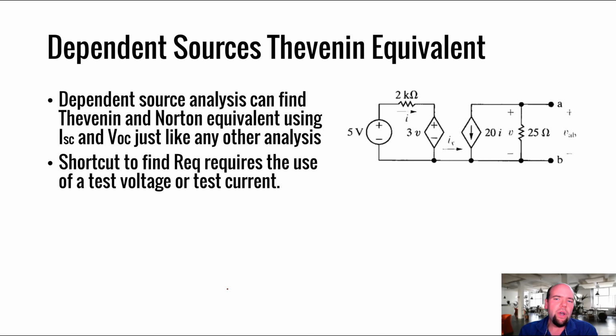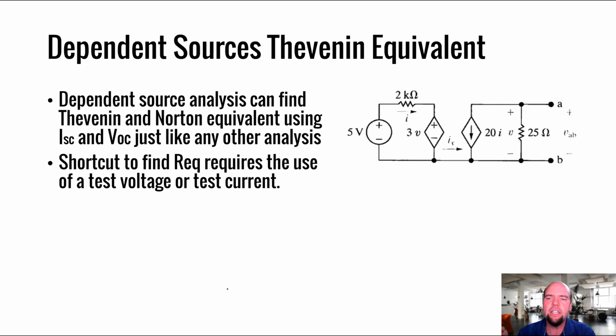Well, that trick to find REQ doesn't really work when we are working with dependent supplies. And the reason for that is dependent supplies can sort of transport information about resistances from one part of a circuit to another in a way that changes the resistance calculation.